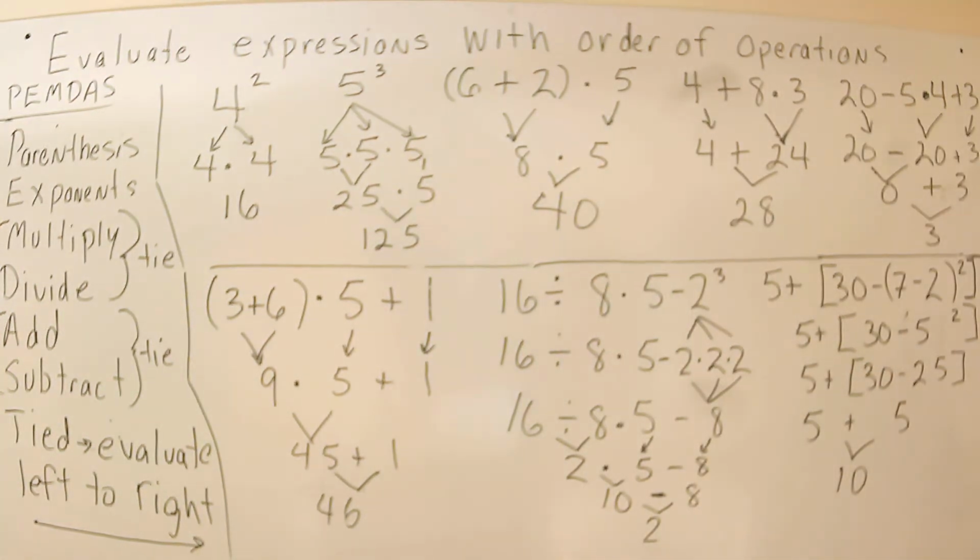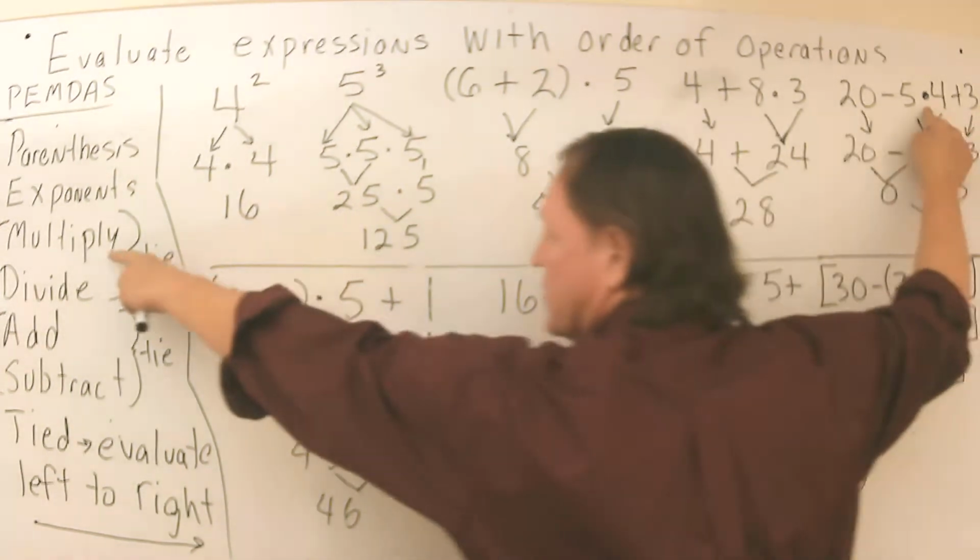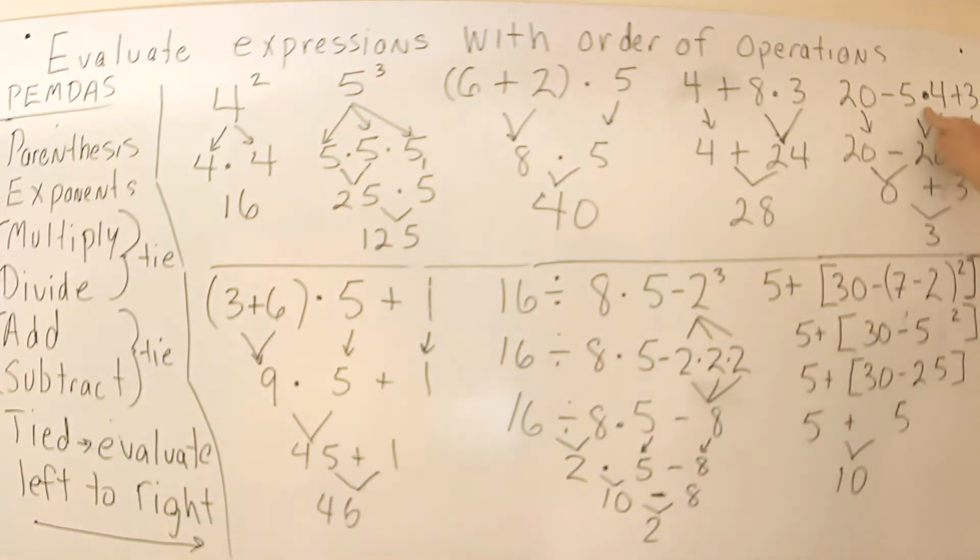All right, so looking at this next example right here, what we will notice in the order of operations is that multiplication should be done first. So we'll multiply 5 times 4 is 20. We can bring down the 20 and the 3 on the end.